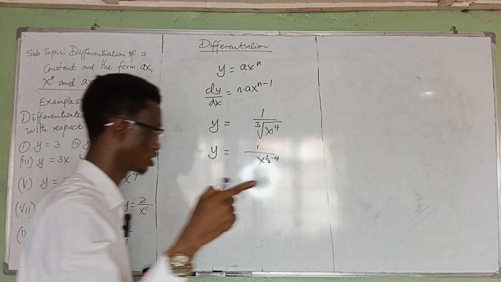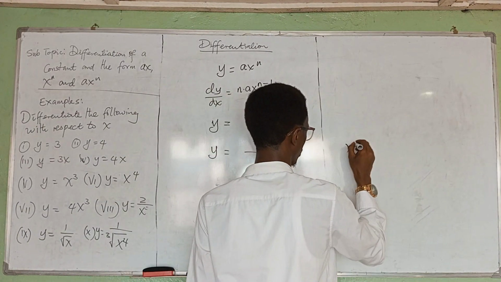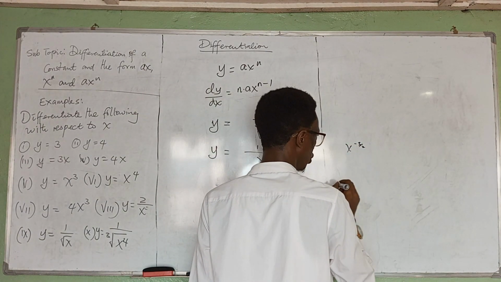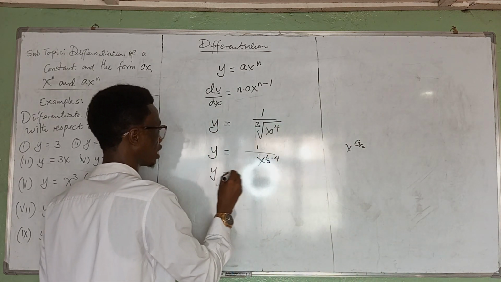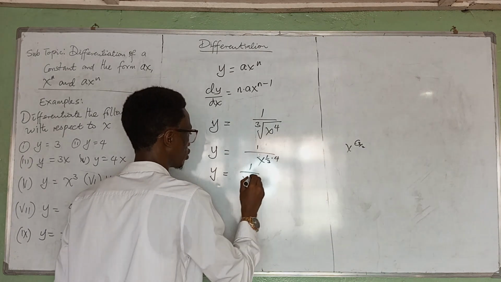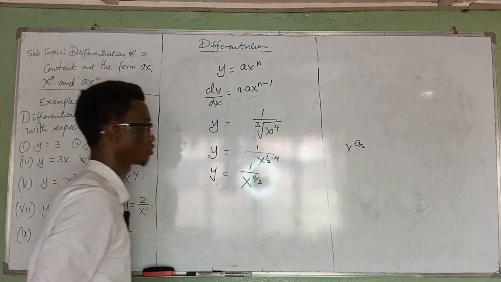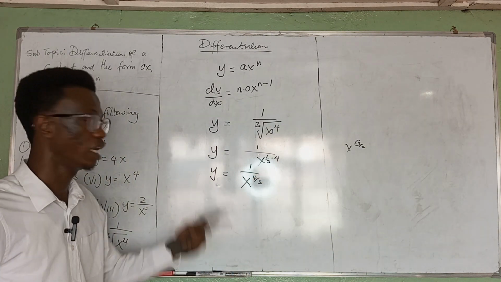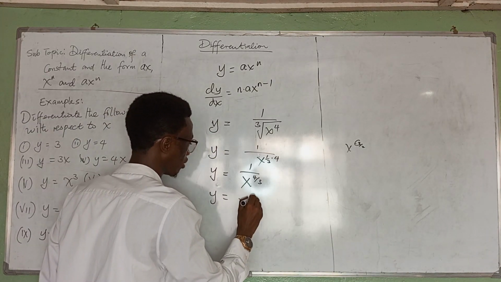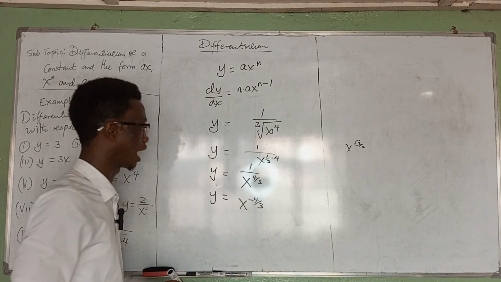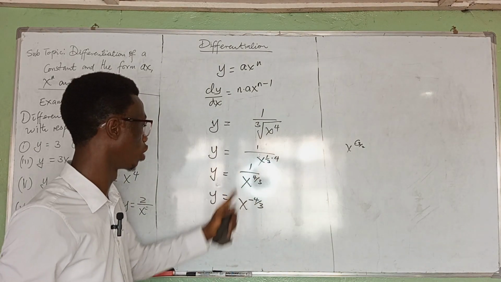Remember the one we just did, which is x raised to the power minus 3 over 2. This serves as the power, which is this. So now this becomes y equals 1 upon x raised to the power 4 over 3. The next thing is for you to change it now. This becomes y equals x raised to the power minus 4 over 3. So you change it now to a whole number.